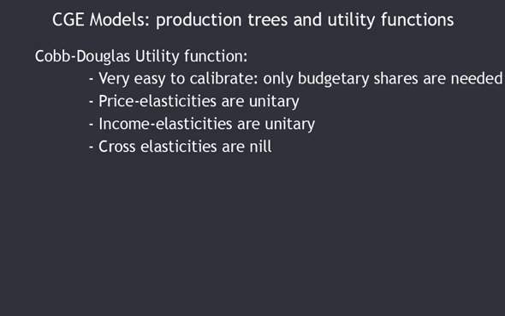The first problem is that with the Cobb-Douglas, price elasticities are equal to 1. So when the price of a good increases by 1%, the demand for that good always decreases by 1% in volume. Second problem, unit income elasticities are equal to 1. So when household income increases by 1%, the demand for each good also increases by 1%.